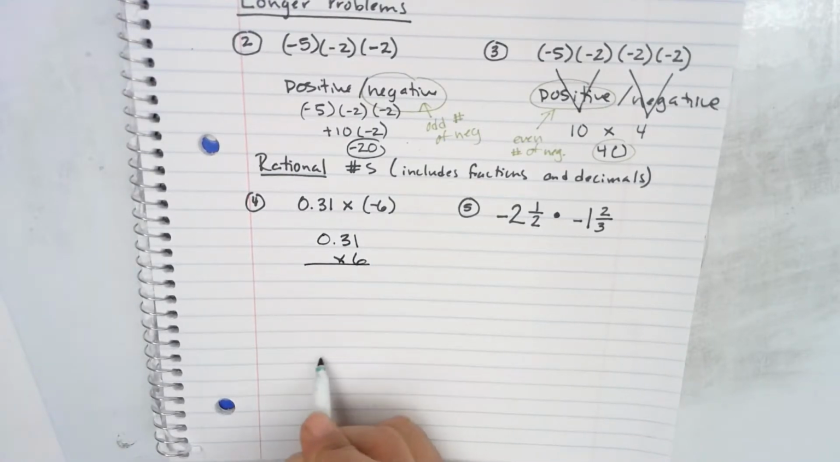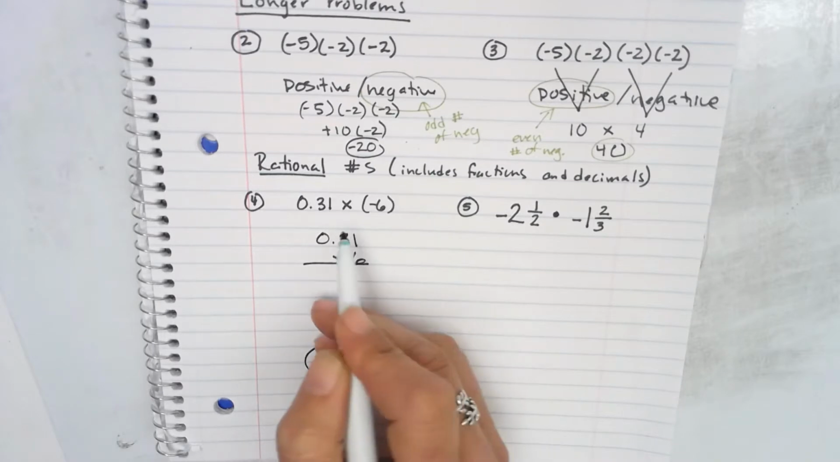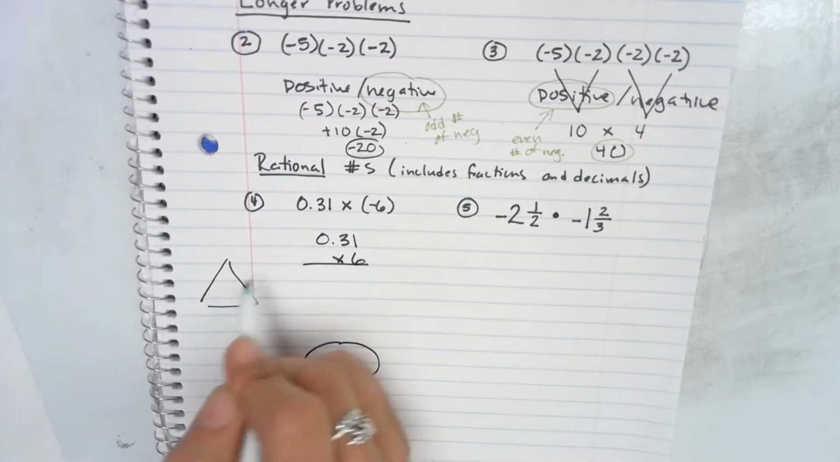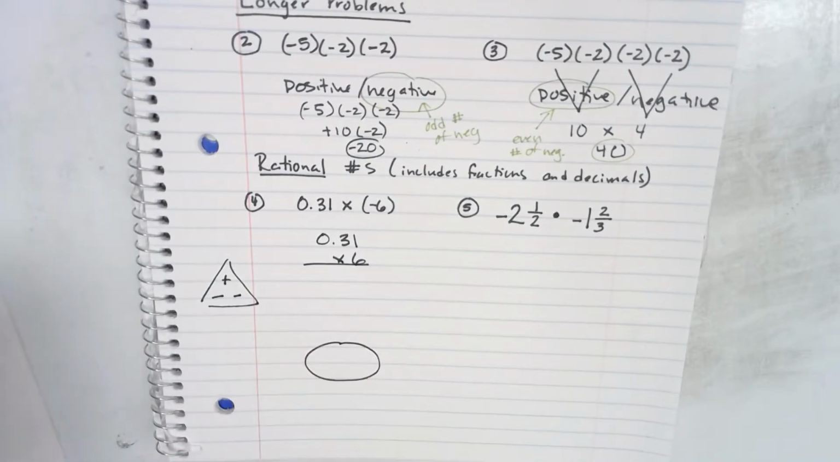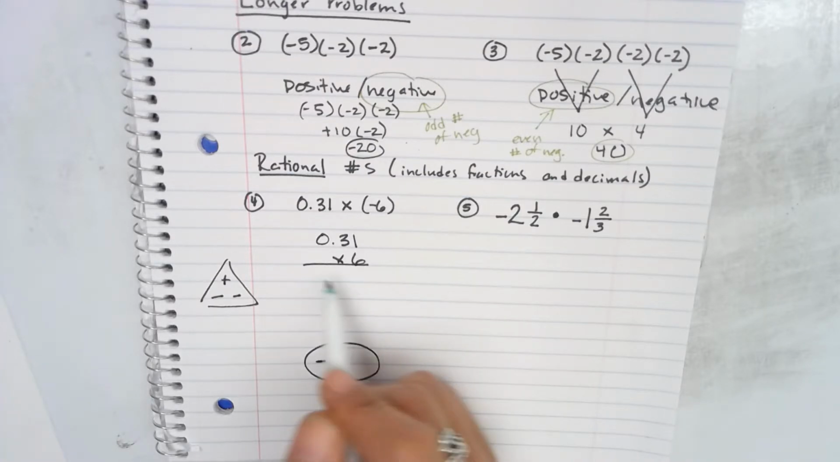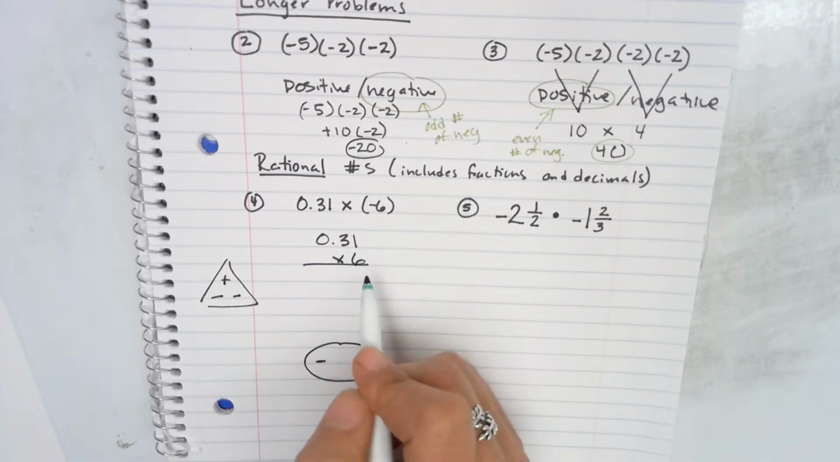Let me pause for a second. I'm going to actually get my answer of whether it's a positive or a negative before I begin. So as a review, I have a positive and I have a negative. When I have a positive and a negative and I'm multiplying, my answer is going to be a negative. I'm not going to worry about putting my sign in as I'm doing this.